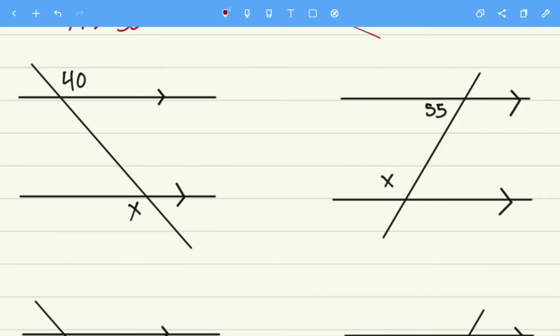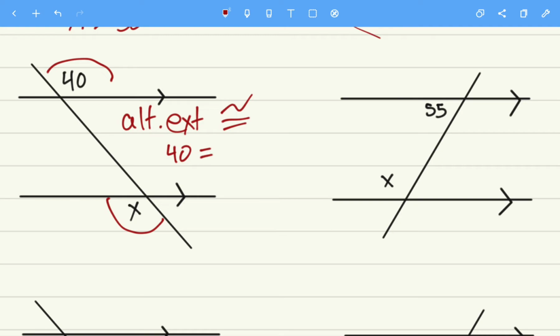Now let's look at a couple examples where we have a transversal crossing a set of parallel lines. So looking at this first one here, we have this angle and this angle. To me, these look like alternate exterior, which means they are congruent. So I am going to just set them equal to each other, which means that this angle is 40 degrees. So congruent angles are equal. And we are done with that one.